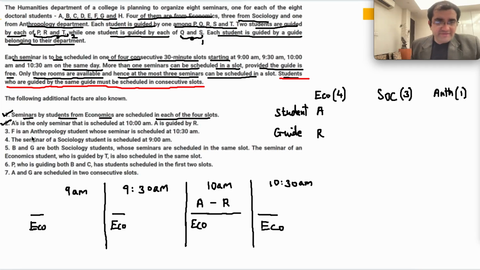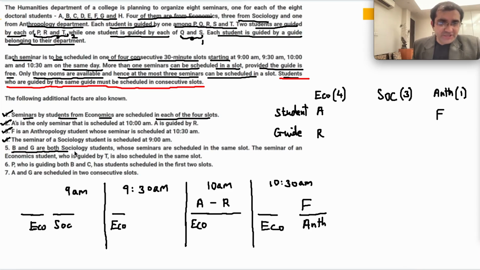Done. F is an anthropology student. Seminar is at 10:30. Anthropology F. Seminar is at 10:30. Good. Seminar of a sociology student is at 9 a.m. There is a sociology student at 9 a.m. We don't know who. Very good.